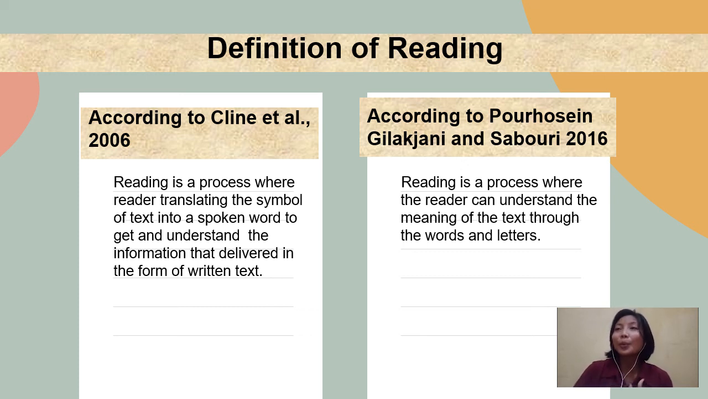As we know, reading is one of important skill besides listening, speaking, and writing in the process of mastering English. So, according to Klein et al. 2006, stated that reading is a process that requires the reader to translate the symbol of the text or writing system to get the information in the form of written text. And according to Gilakjani and Soburi 2016 also stated that reading is an interactive process which has a purpose that someone can understand and get the information through the words and letters.